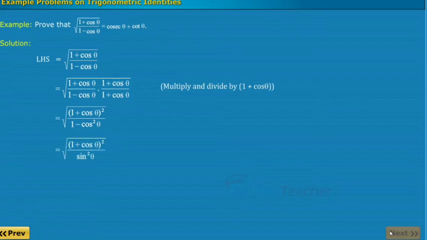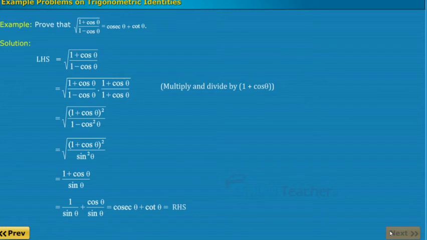Now cancel square and root. We obtain 1 plus cos theta by sin theta. By splitting the equation, we get 1 by sin theta and cos theta by sin theta. Since 1 by sin theta equal to cosecant theta and cos theta by sin theta equal to cot theta, we get RHS as cosecant theta plus cot theta.